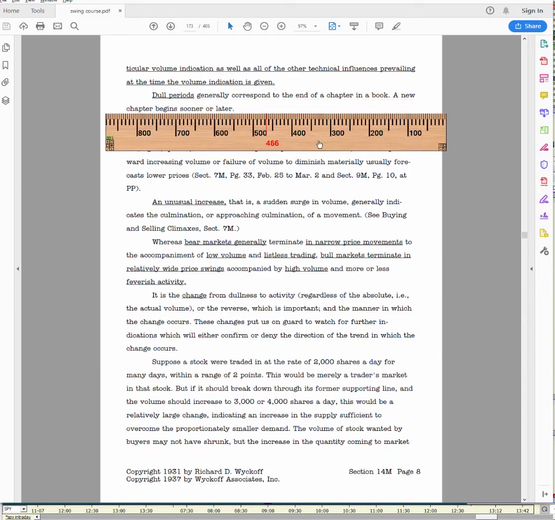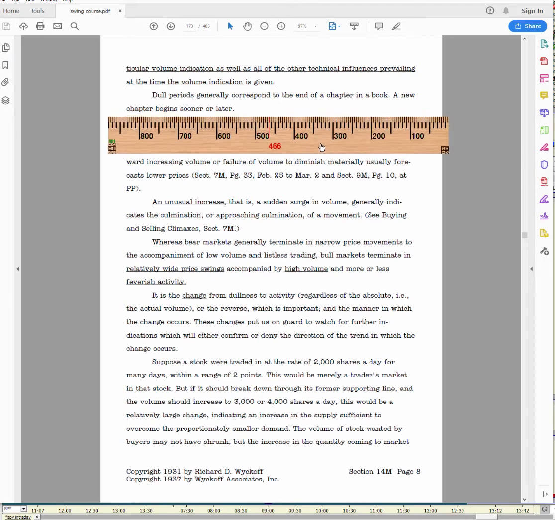Dull periods generally correspond to the end of a chapter in a book. This is very important too. Dull periods, the end of a chapter in a book. Usually when you see hinges, they have dull periods, or even springboards, they have dull periods.